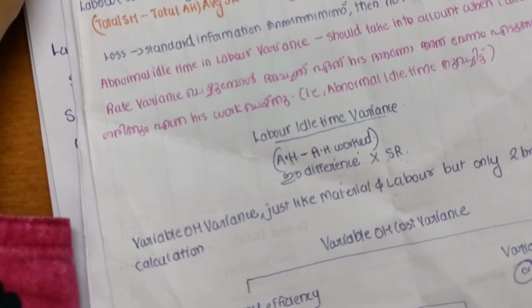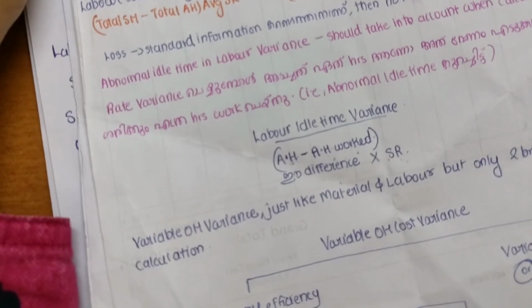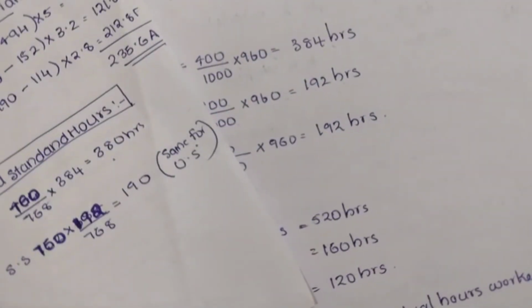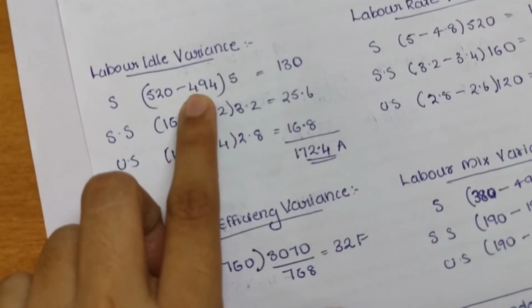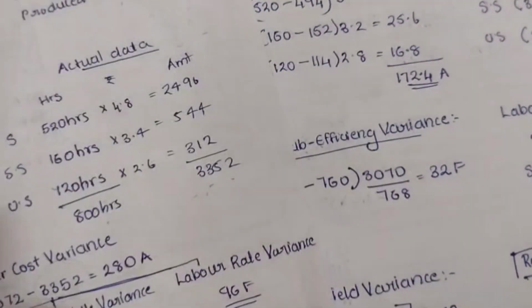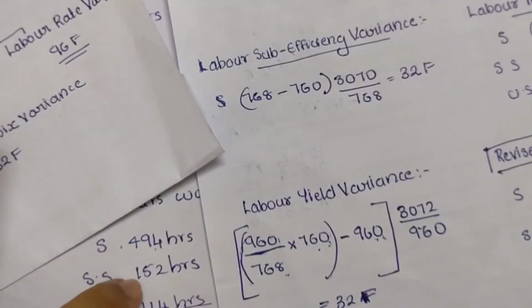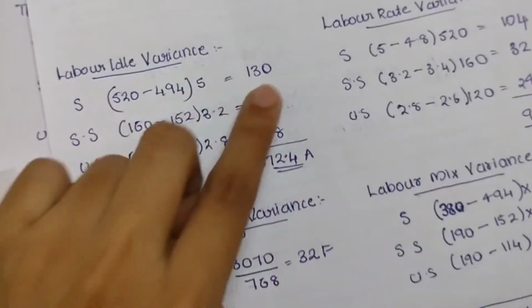Since idle time is not a very good thing, we are not actually making use of those hours, so it is to be considered as adverse. Fine. So we are going to calculate the labor idle variance: actual hours minus actual hours worked. Actual hours means the hours which we have calculated here, 520, minus actual hours worked. Actual hours worked here is 494, 152, 140, right? So 520 minus 494 into standard rate, into 5, you will get the labor idle variance for skilled labor, that is 130.